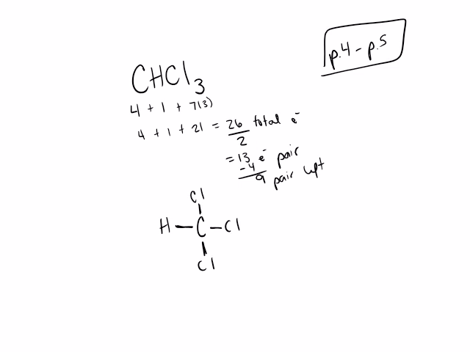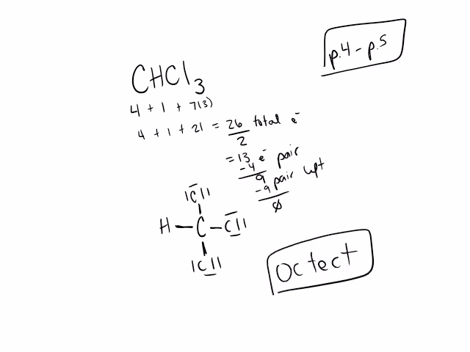So my 9 pairs are going to go around my chlorines. So 1, 2, 3, 4, 5, 6, 7, 8, 9. I have used up all 9 pairs. I don't have any left over. Now we're going to count and make sure that everybody has followed the octet rule. That's the whole point of these bonds, y'all, is the octet rule.